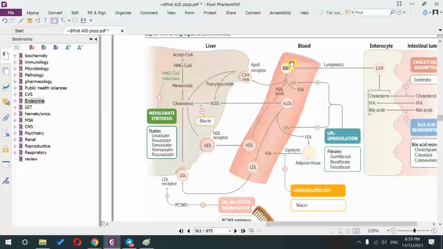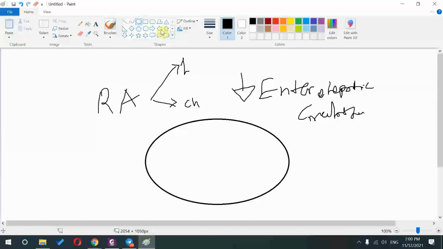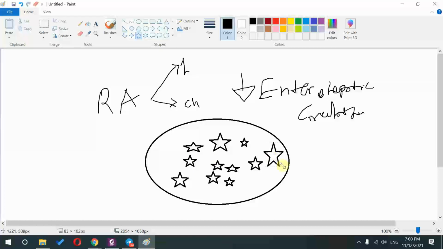So if we speak about chylomicrons, what are these? Chylomicrons are just like cars, and inside of these cars there is a lot of what? Triglyceride, cholesterol, different substances.